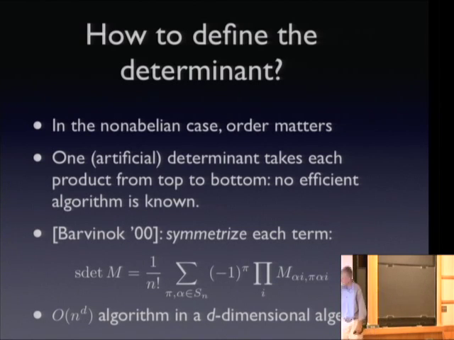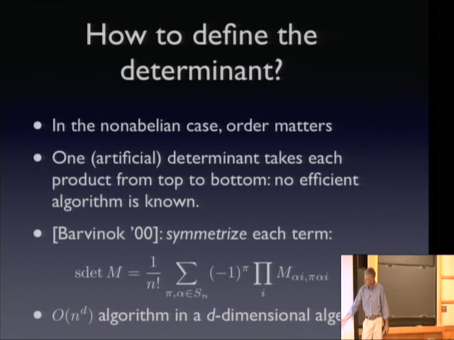And it's just what you think, right? It's a sum over all permutations, with sign, and then what's in here, the other part of the sum, is just the average of the products of all ways to visit the elements that are indexed by that permutation. Furthermore, he showed that, unlike the artificial determinant, he was able to find an efficient algorithm for computing those symmetrized determinants. Efficient here means it takes time order n to the d, where d is the dimension of the non-abelian algebra. So it's efficient for constant dimensional algebras.